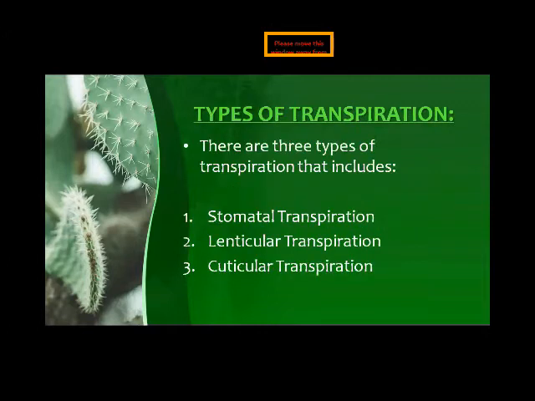Now, what are the types of transpiration? According to the parts of the plant, we have three types of transpiration: stomatal transpiration, lenticular transpiration, and cuticular transpiration. First, try to understand the term stomata. I have told you already, these are very tiny pores which are present in the leaf, on the upper and lower surfaces. It depends upon whether the plant is a monocot or dicot.